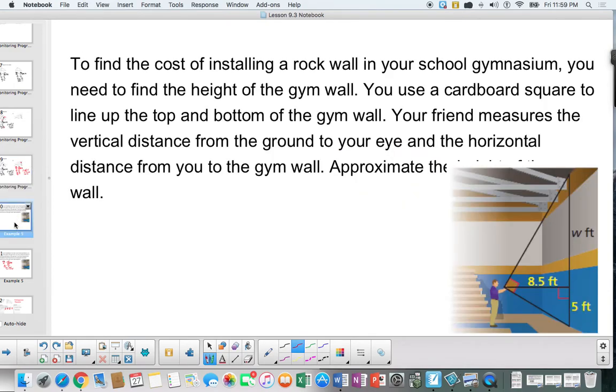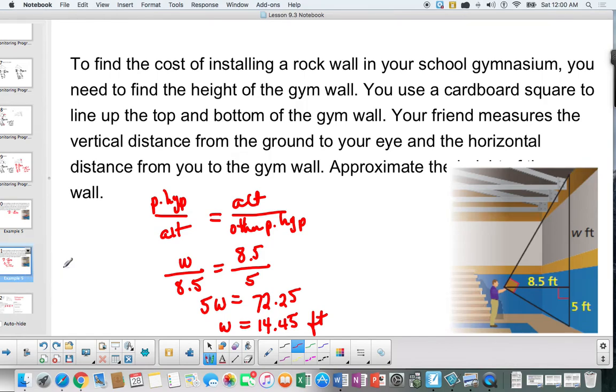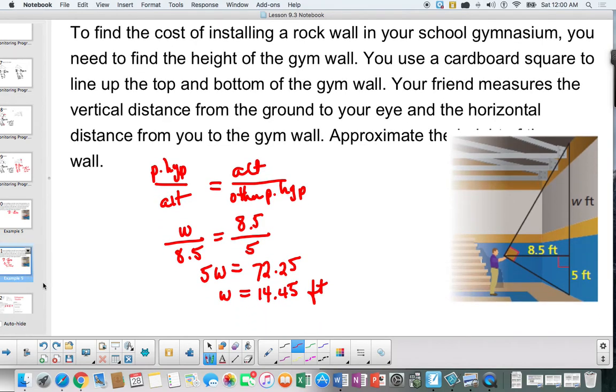Let's take a look at this problem. We're trying to find W, and the first thing you need to understand is which theorem you are going to use. Are you going to use the geometric mean altitude theorem or the geometric mean leg theorem? You can see that 8.5 really is an altitude, so you're going to want to use the altitude theorem, in which the altitude is the geometric mean between the part of the hypotenuse and the other part of the hypotenuse. On the next screen, you're going to see that I've substituted the numbers, and I cross multiply and find my answer.